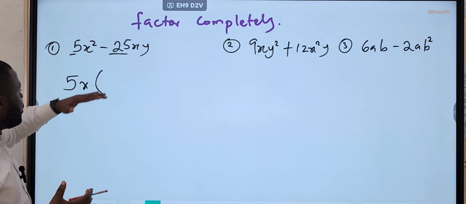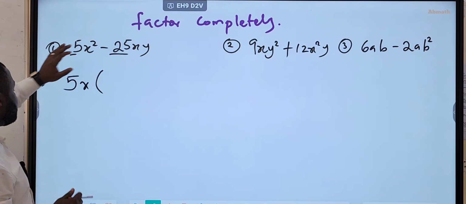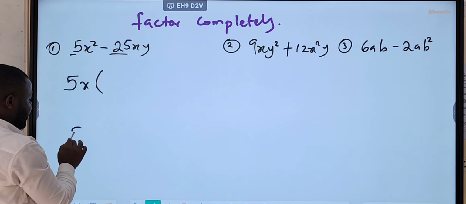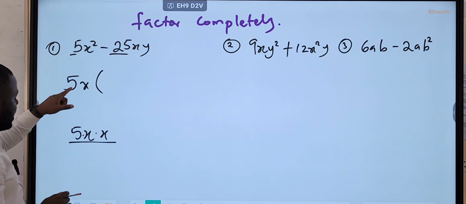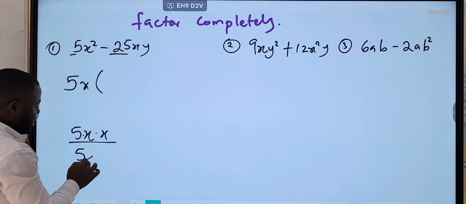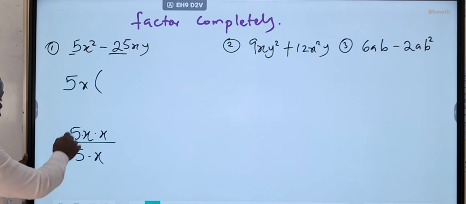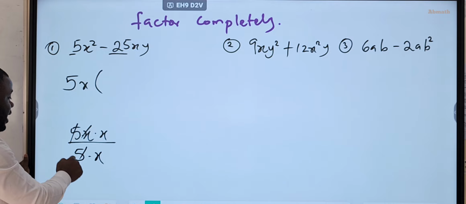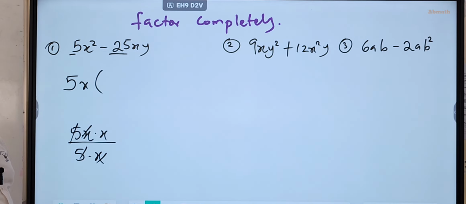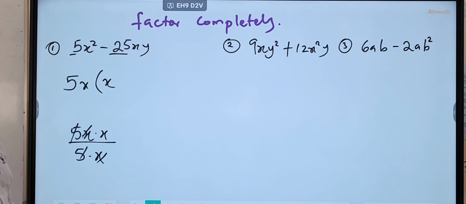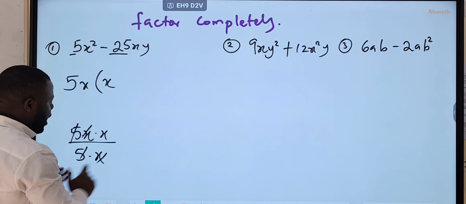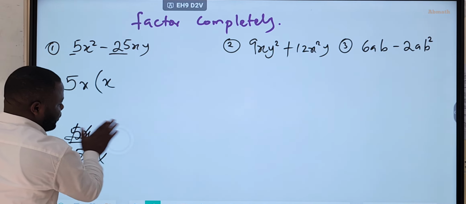So how do you now find their remainder? You just take the first term, 5 multiplied by x squared, then divide it by their common factor. So 5 is going to cancel 5, x is going to cancel x. So what we have left is x. So you write the x here. And that's it for this.